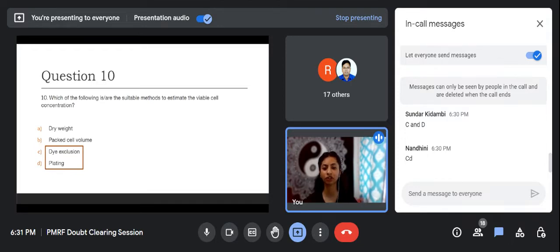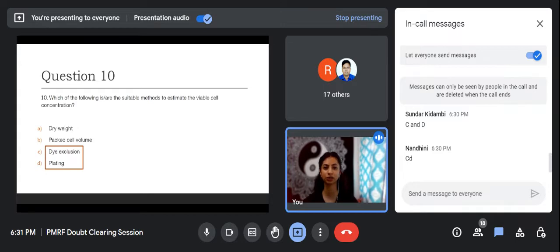And plating is because you're taking the solution or the reaction mixture and plating it on an agar plate, only the cells which are alive will be able to form colonies. So if you count the number of colonies and back calculate to see how many are alive in the original solution, you will be able to tell how many viable cells were there, right? Because only alive cells will be able to form colonies. Dead cells will not form colonies and will not appear on your plate at all.